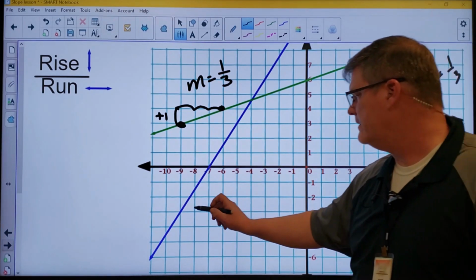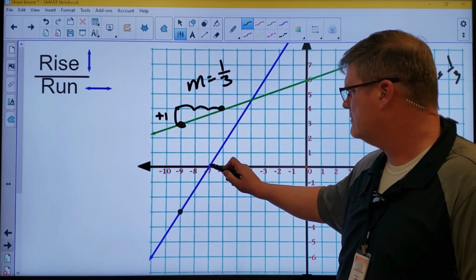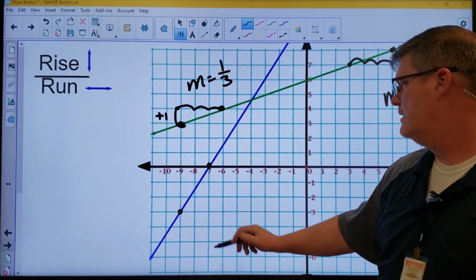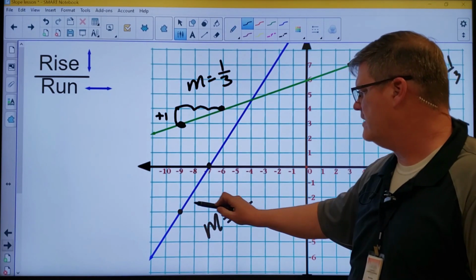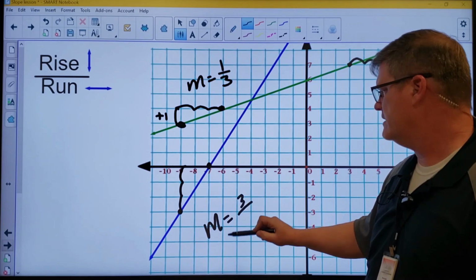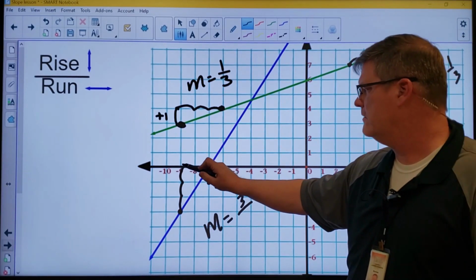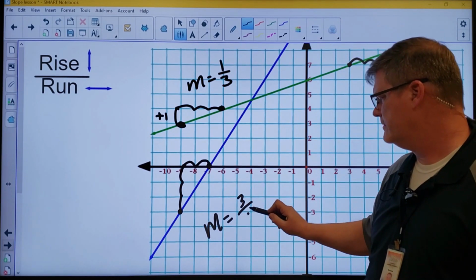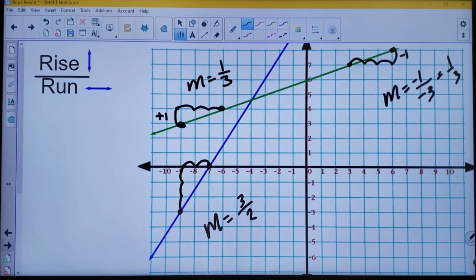Finally, we have this last line. We have these 2 points right here, and this one is going to be our rise. So our up and down motion is we're going to go 1, 2, 3. So we have a +3, and then we're going to move towards our +x for the run, 1, 2. So this particular line has a slope of 3/2.